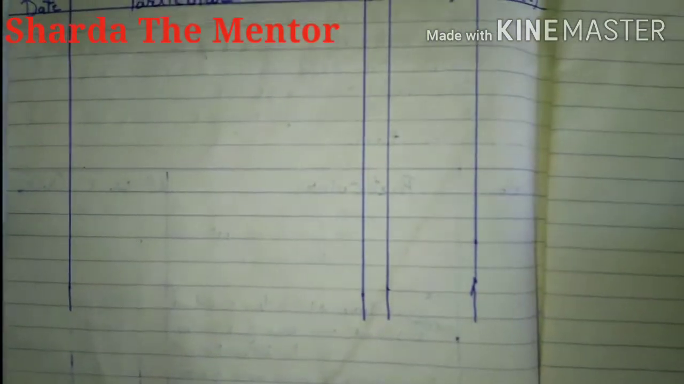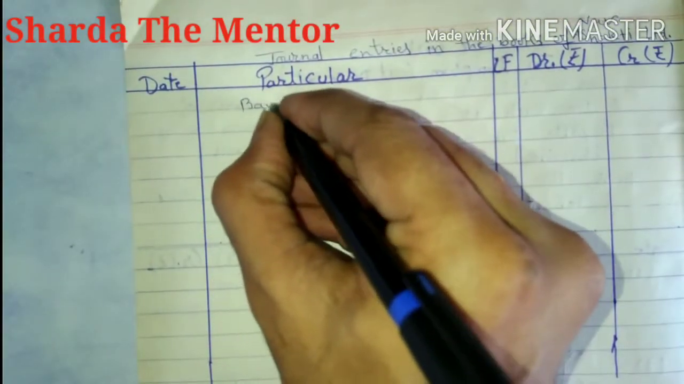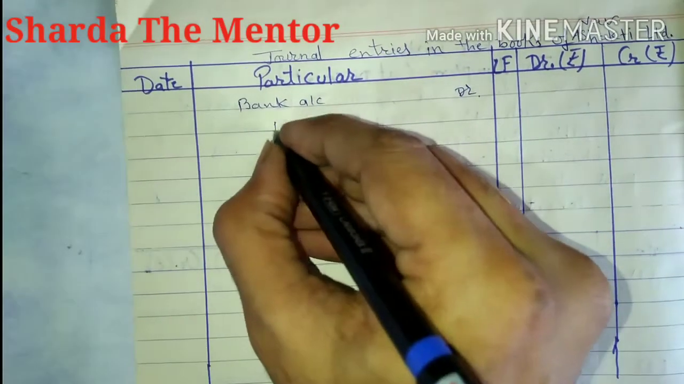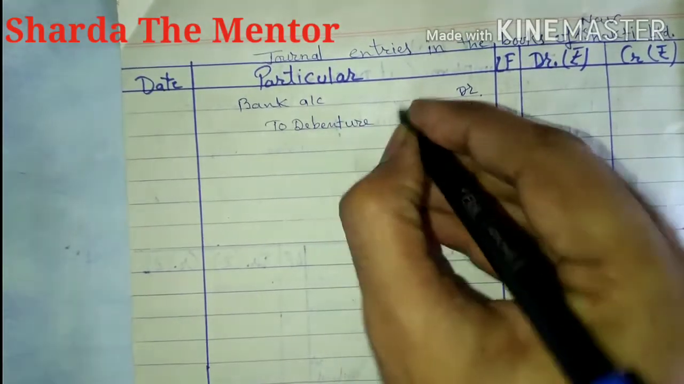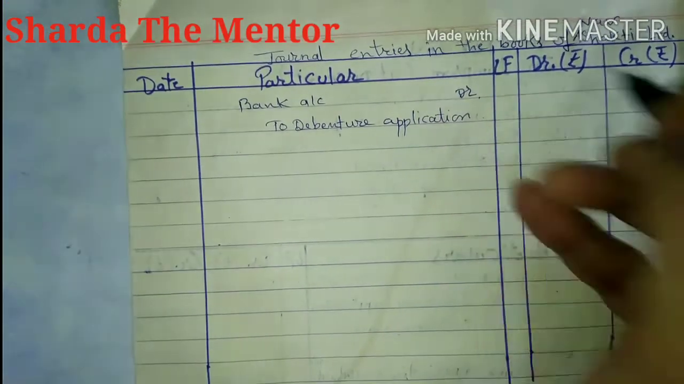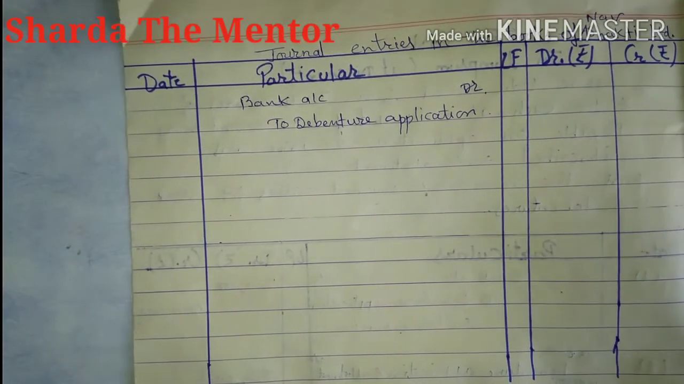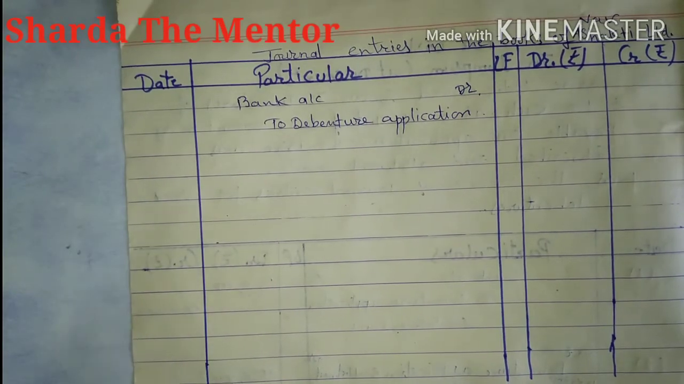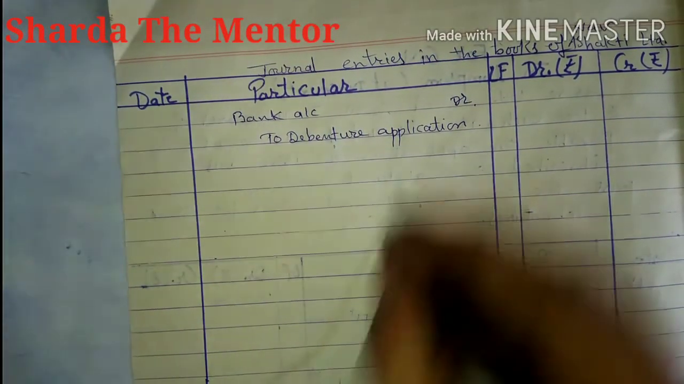For the first entry, that will remain the same: bank account debit to debenture application account. The number of debentures that we have received is 4000, and for the value you can mention your working note.